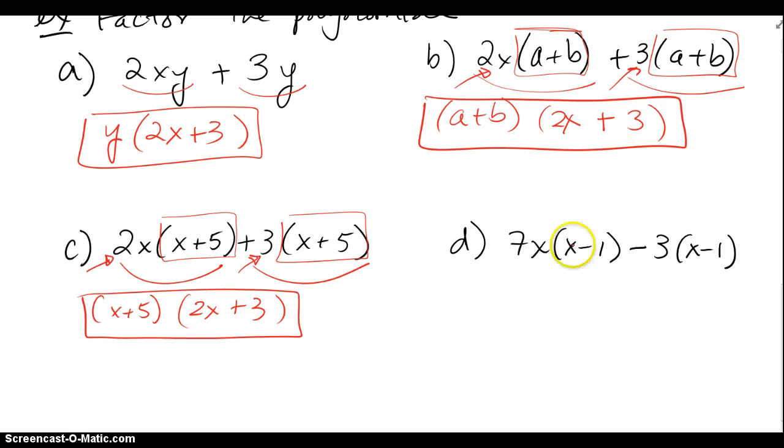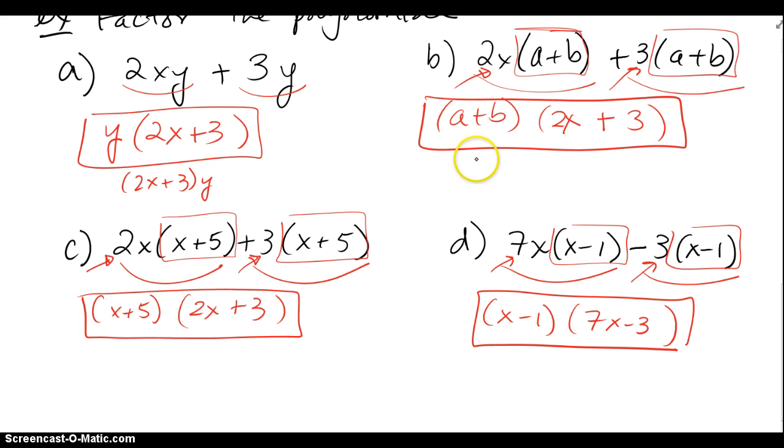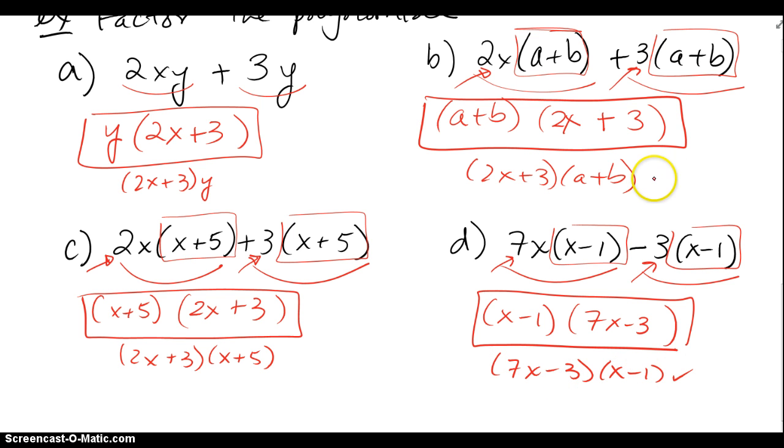Part D is similar. There's two terms. These giant binomials is what they have in common. So I'm going to pull the giant binomial, leave it outside, and what I'm going to be left with is 7x and the minus 3. Now for all of these, when I factor them, you guys, the order doesn't matter. I could have it like this, or I could have it like that. The order of your parentheses and your terms don't matter, so which one you put first, which one you put second, doesn't matter. They're all equivalent because the order in which we multiply doesn't matter.